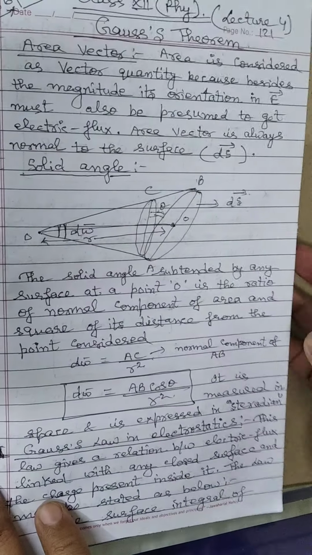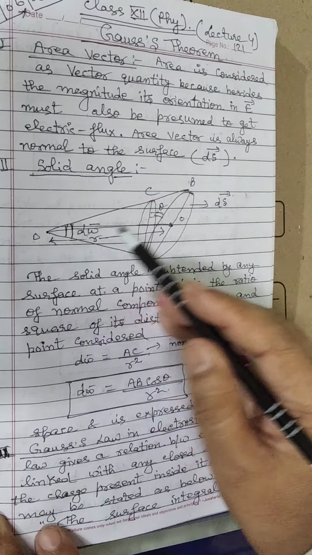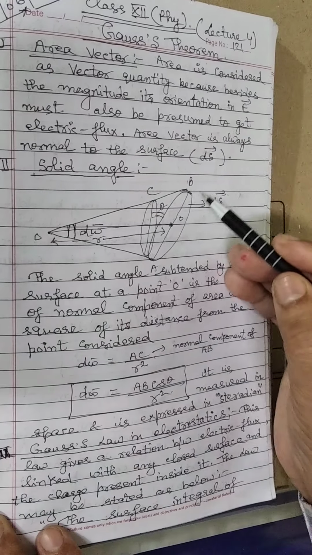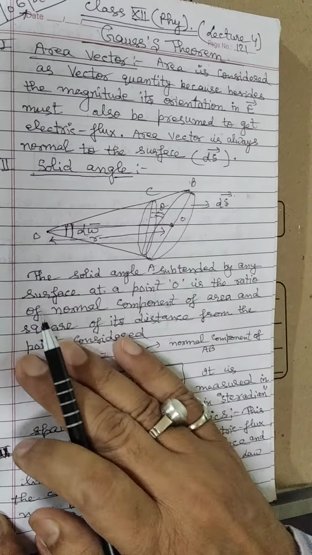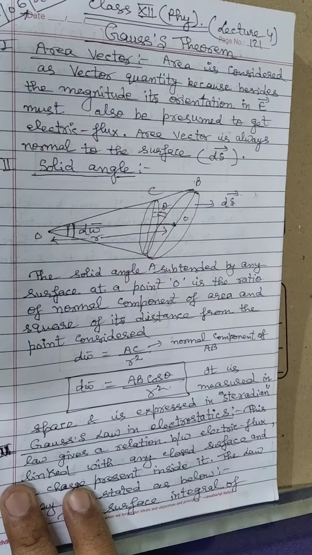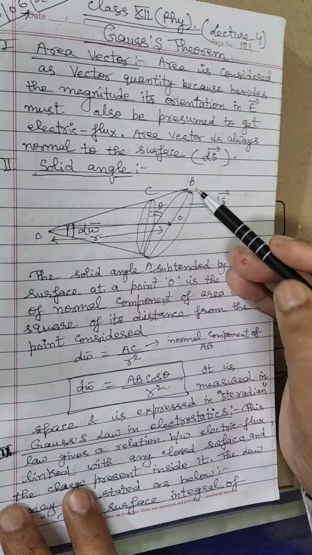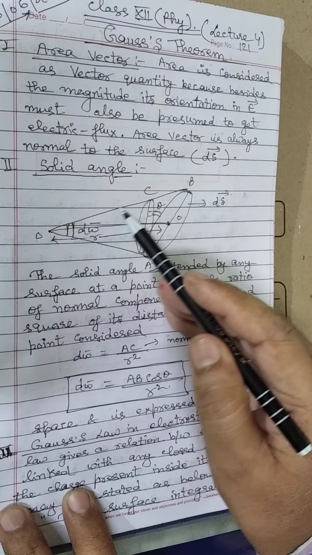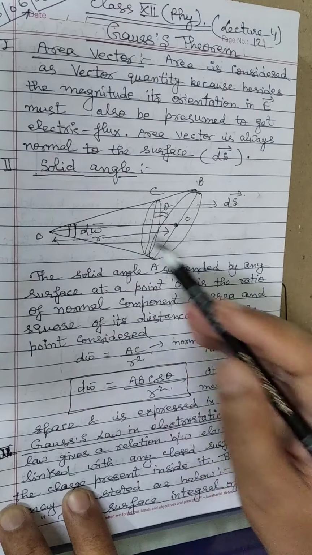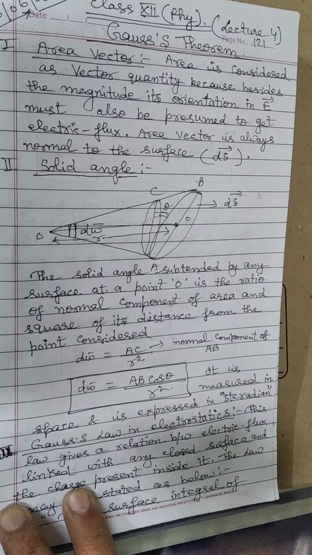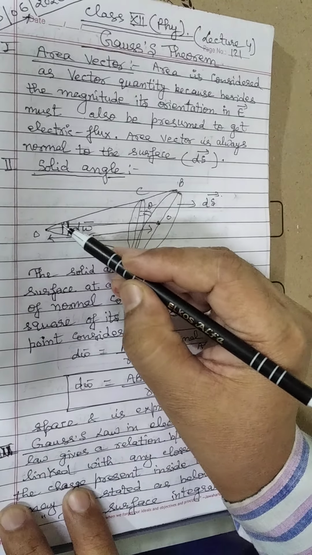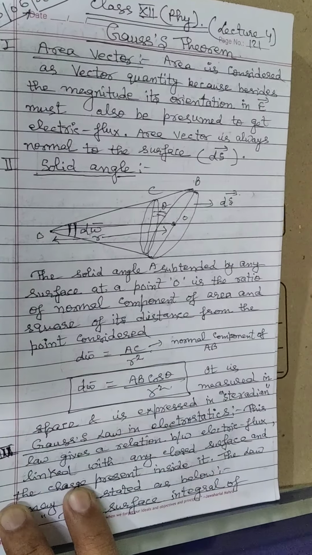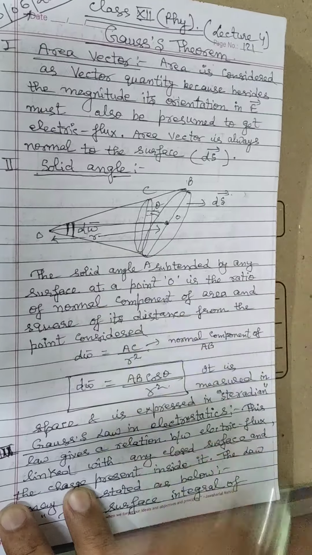Now come to the solid angle. This is a three-dimensional concept, and angle is a two-dimensional concept. If we assume any surface in space, and the point from where we are observing is the point O, then observing this surface AB from point O makes a cone-like structure. The angle formed by this cone-like structure is denoted by d omega. This angle is known as the solid angle.